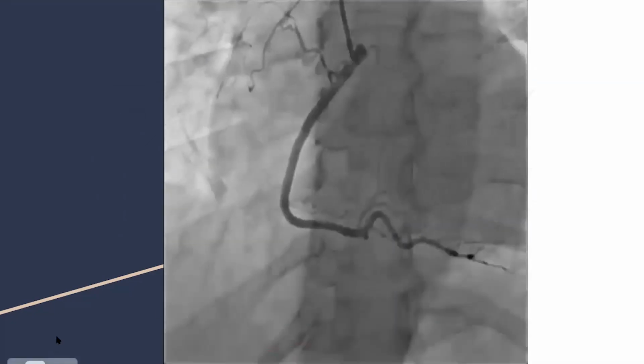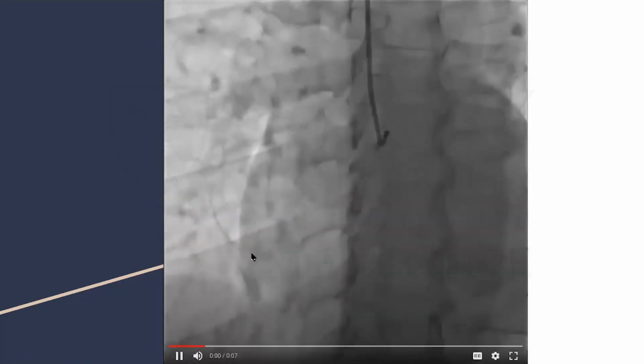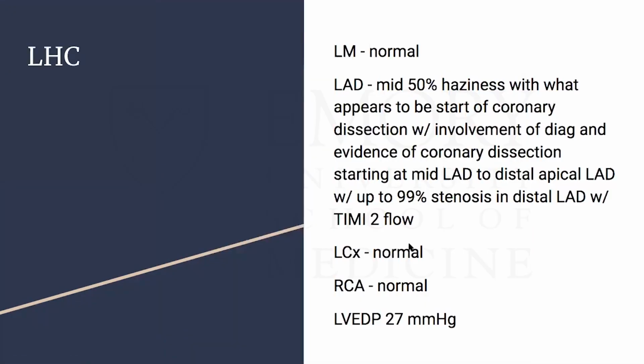And her RCA also appeared patent, much like the circ. So her films were read as a normal left main, some mid 50% haziness in the LAD with what appeared to be the start of a coronary dissection with involvement of her diag, and evidence of dissection from the mid LAD to the distal apical LAD with up to 99% stenosis in that distal portion with TIMI 2 flow. As I mentioned, her circ and RCA appeared normal. Her LVEDP was elevated at 27.